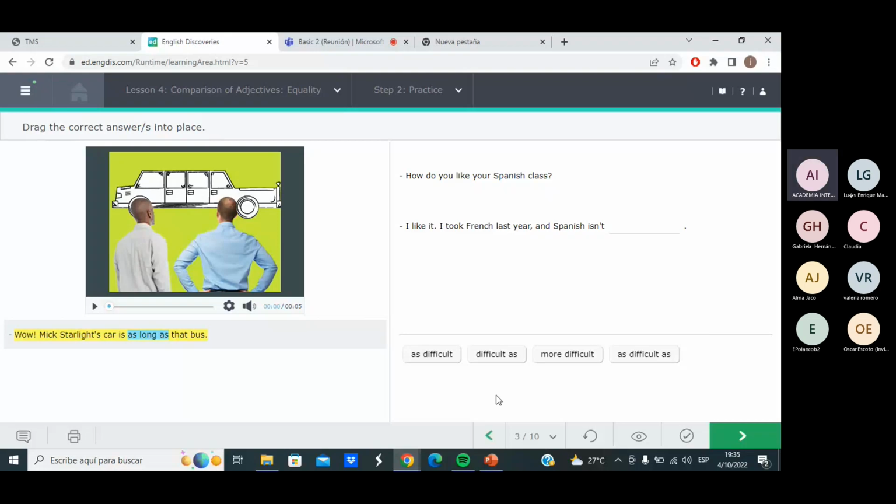So you can tell me the first one, the second one, number 3, number 4. The first one, as difficult. Okay. I like it. I took French last year, and Spanish isn't as difficult. Okay. Yeah, that's correct.